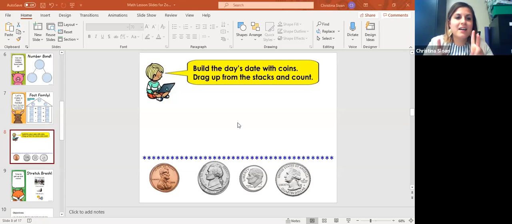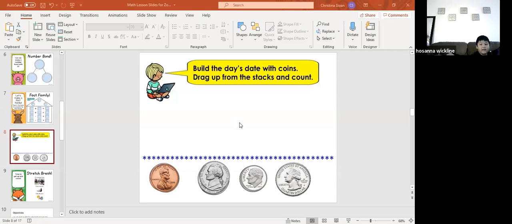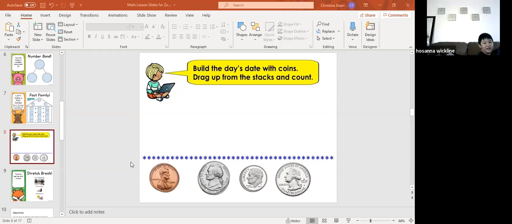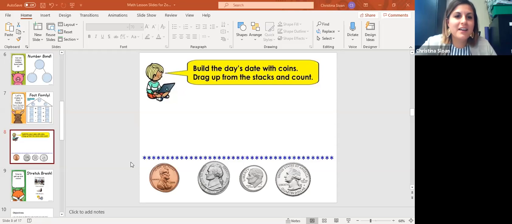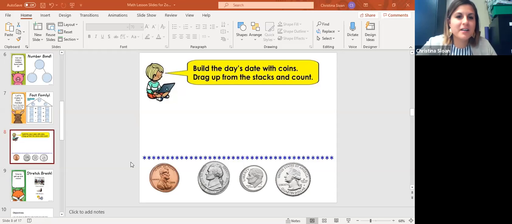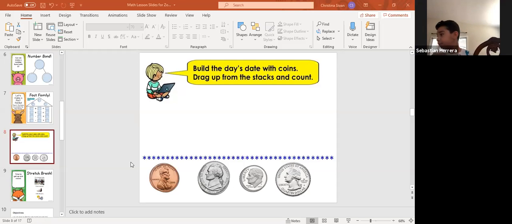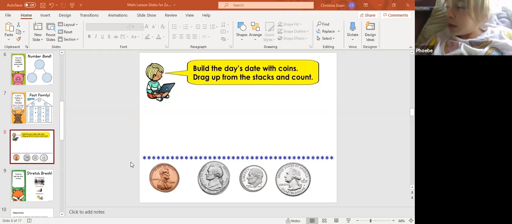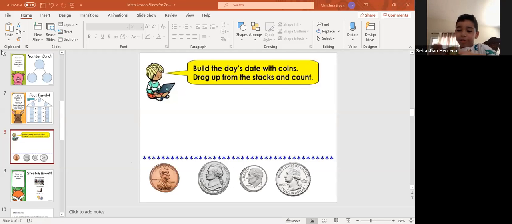Listen. Ready, set, go. Pennies, nickels, dimes, and quarters. A penny is 1, and a nickel is 5. A dime is worth 10, and a quarter is 25. Pennies, nickels, dimes, and quarters.